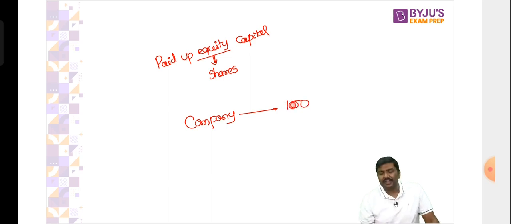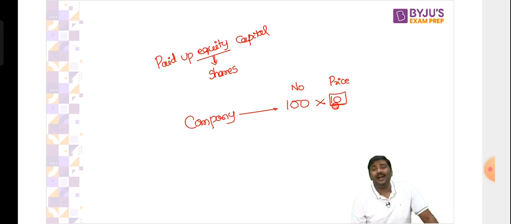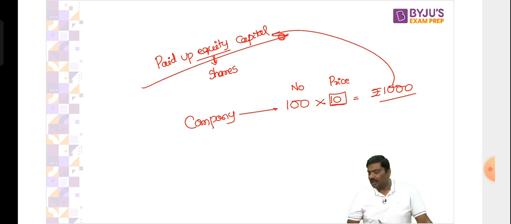This company has issued 100 shares and per share they have collected 10 rupee. This is the number of shares. This is the price of the share. The company has issued 100 shares and for every share they have collected 100 rupee. What is the capital collected by the company? 1000 rupee. That is nothing but paid up capital or paid up equity capital.